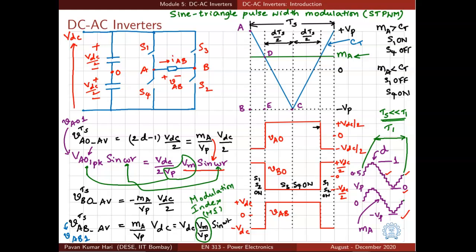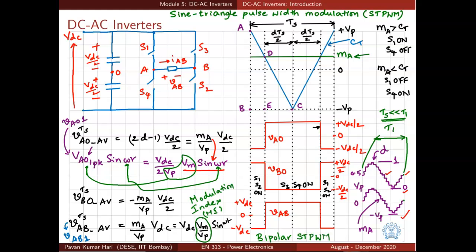Let us say VDC is 100 volts. If we want the peak of our fundamental component to be 100 volts, we should use a sinusoidal modulating signal whose peak value is the same as the peak value of the triangular wave. That is how you can control the amplitude of the fundamental component. And of course, the frequency can be varied by simply varying the frequency of MA, the modulating signal.